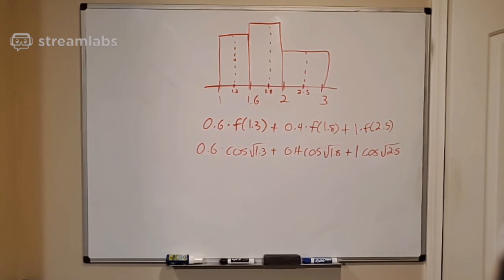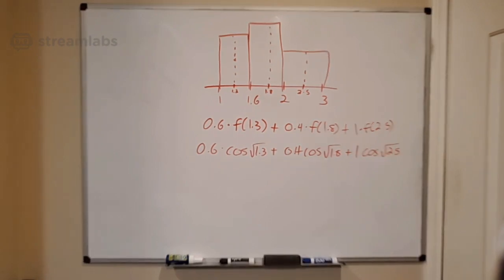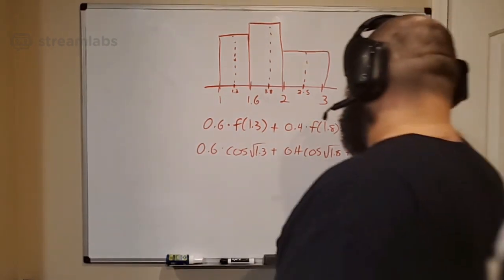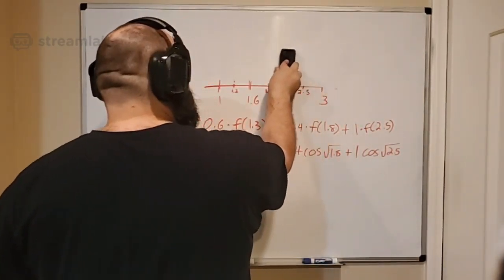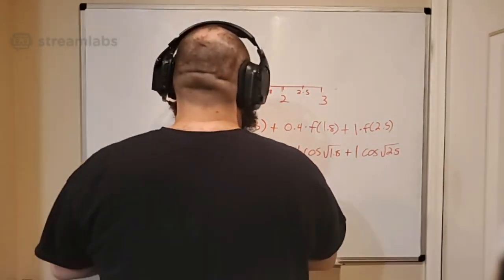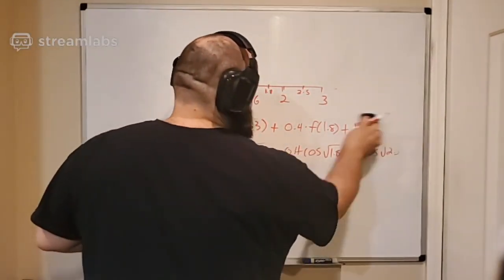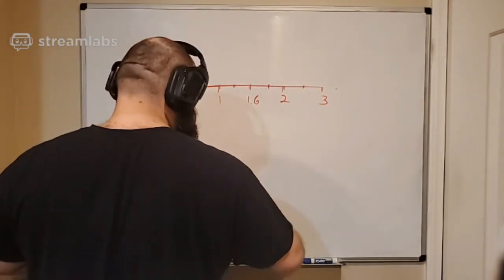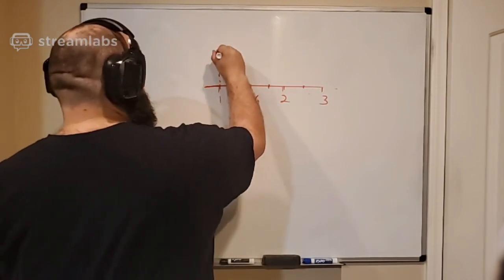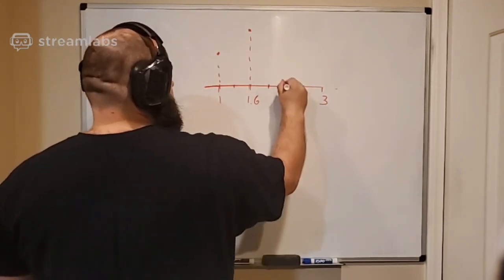Alright, part B. Approximate the definite integral using a trapezoidal sum. What is the trapezoidal sum? Making trapezoids. So at that point, when we go to do our trapezoid sum, the graph is still relatively the same. I just don't need these middle values anymore. So my sketch will be the same. So at this point, you find your value for 1, 1.6, 2, and 3.